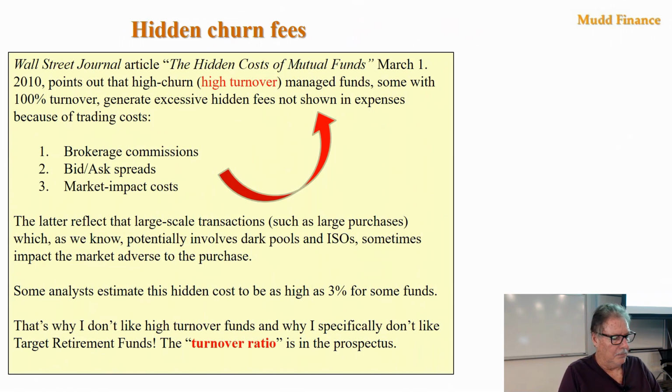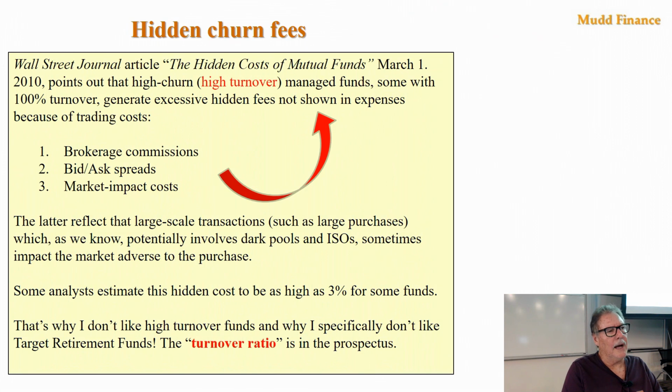So again, the market impact is the big deal, and some analysts estimate this hidden cost to be as high as 3%. So you're saying, the fund should have returned 10% this year and only returned 7%. It has a low fee expense ratio of 0.5, 1/2 of 1%. But it seems to be about 3% below what that portfolio should have done. That's because of these hidden fees.